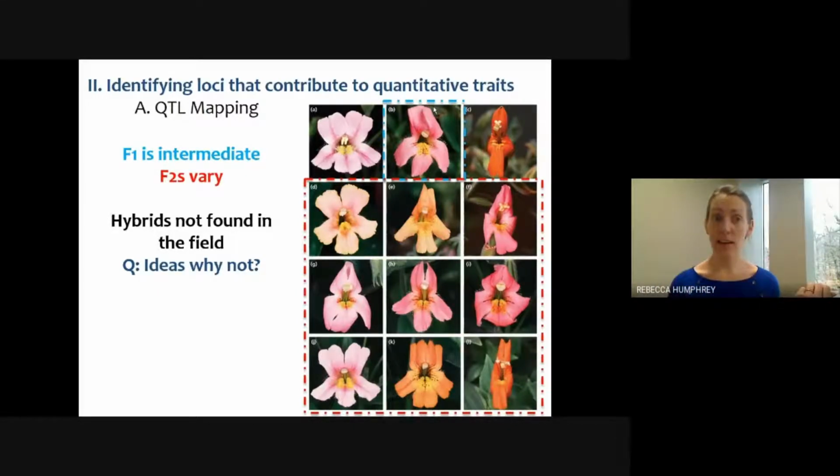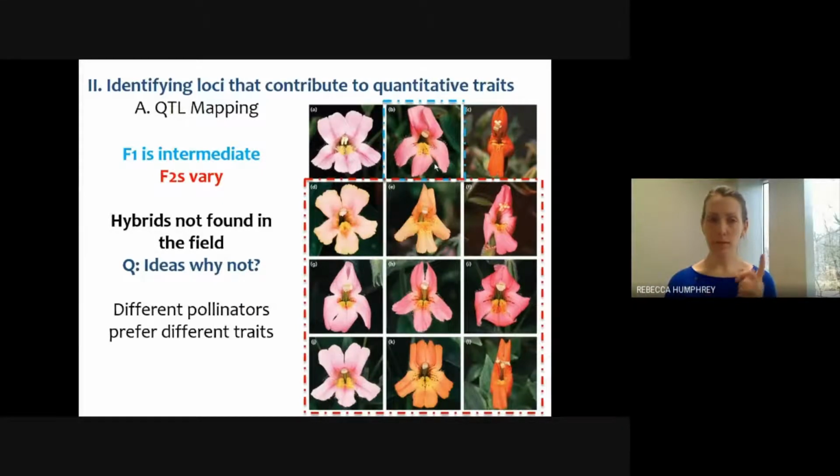Maybe occasionally a bumblebee lands on the wrong flower and sends some pollen. So maybe occasionally we make hybrids, but they don't make offspring because no pollinator is attracted to this intermediate sort of type of flower, this blue flower. Right? So maybe the traits that have been selected upon to lead to these different phenotypes have to do with pollinator attraction. We're going to come back around to that once we talk about how to do QTL mapping. Okay.